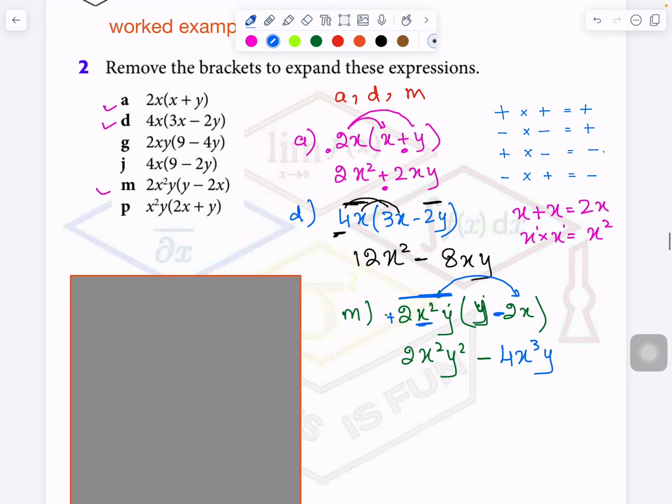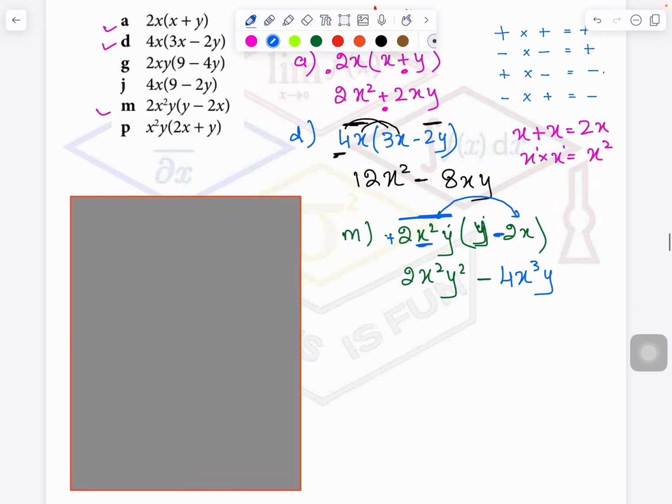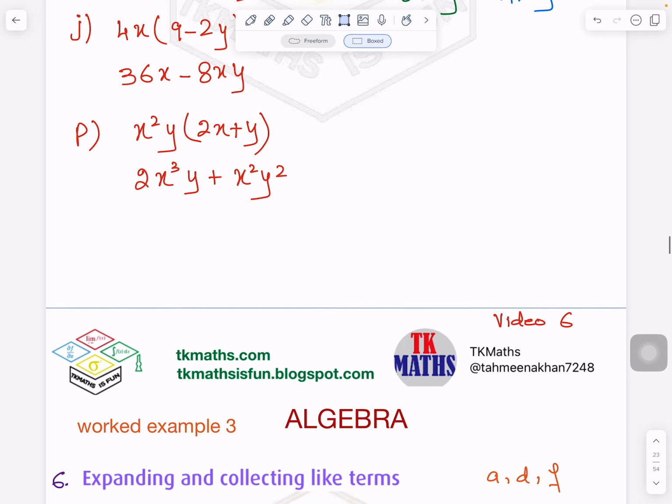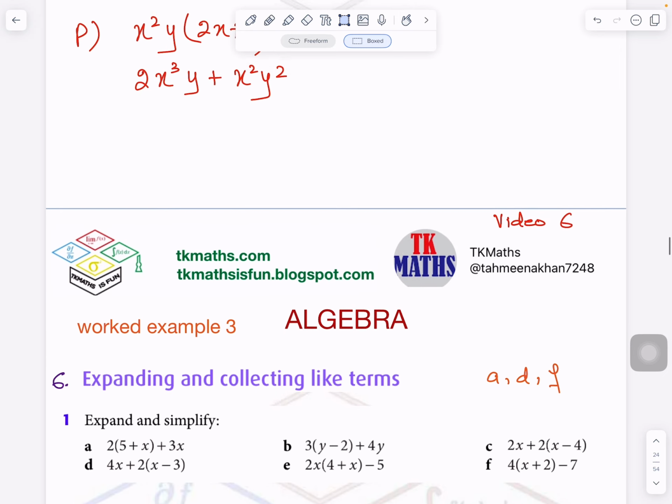I'm showing you the solution of the other 3 questions. You can put the video on pause and try to solve them yourself first to check your understanding. The next video I'm making is on expanding and collecting like terms with more expansion.